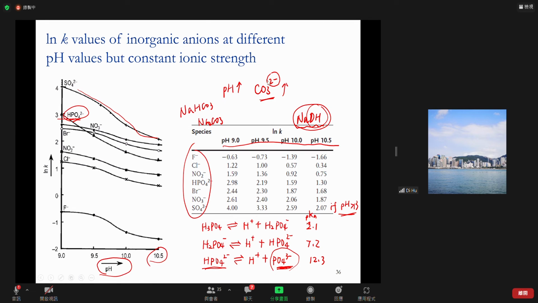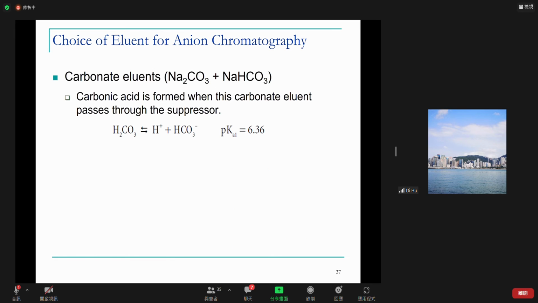Okay, so that's one thing I mentioned about the pH of the mobile phase. It can even change the nature of the multivalent ions. So this is a choice of the eluent for ion chromatography, and the most often used one is carbonate eluent, which is sodium carbonate and sodium bicarbonate.